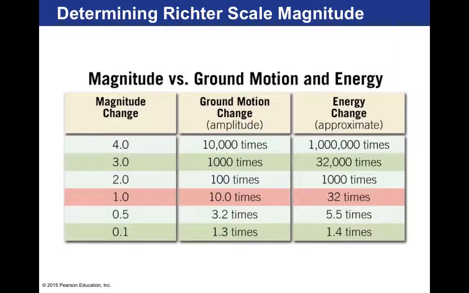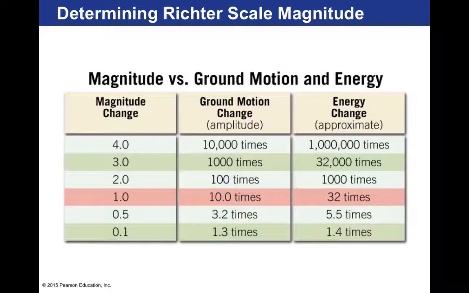All right, here's a table showing you different magnitudes of the Richter scale. You're going to see that a magnitude 1 is 10 times the amplitude of something that's 0.1. And if you went up to a magnitude 4.0, you're not 4 times more powerful than the 1. You are going from 10 to 10,000. So you're 1,000 times more powerful when you have a magnitude 4 earthquake than you do a 1.